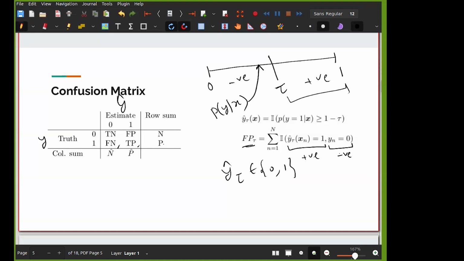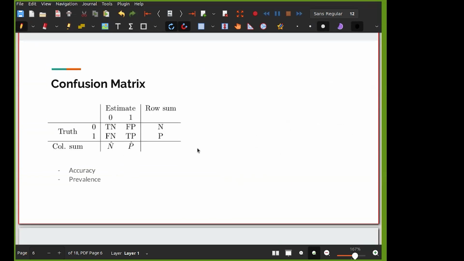Now these sums: this N is the total number of negative class samples, and P is my total number of positive class samples. P hat here is the total number of positive class predictions, not the truth. Similarly, N hat is my total number of negative class predictions. So these are all the components of my confusion matrix. I hope this is clear. Okay. Now, next, the confusion matrix we have seen. Now we want to look at two metrics, which are accuracy and prevalence.